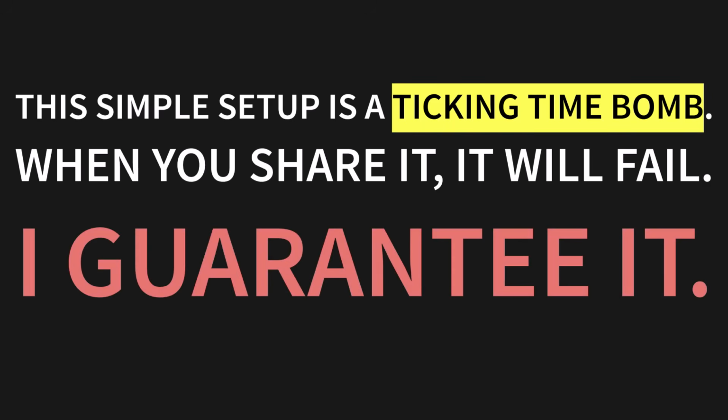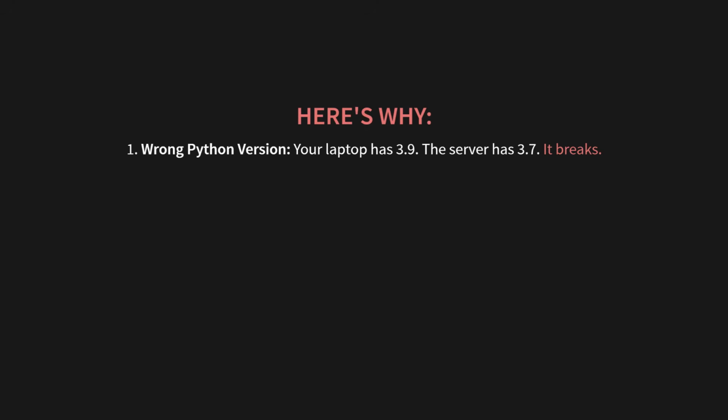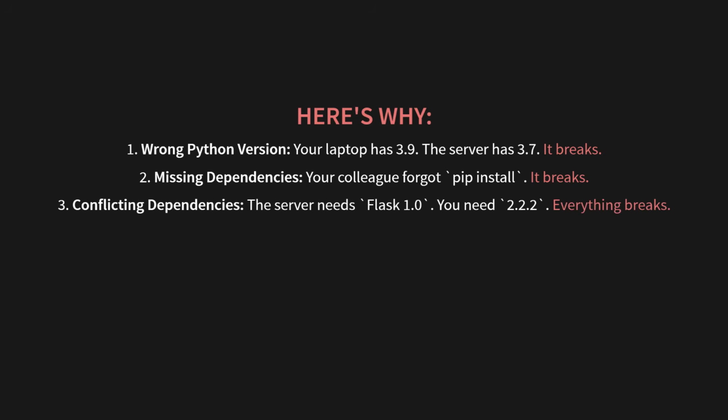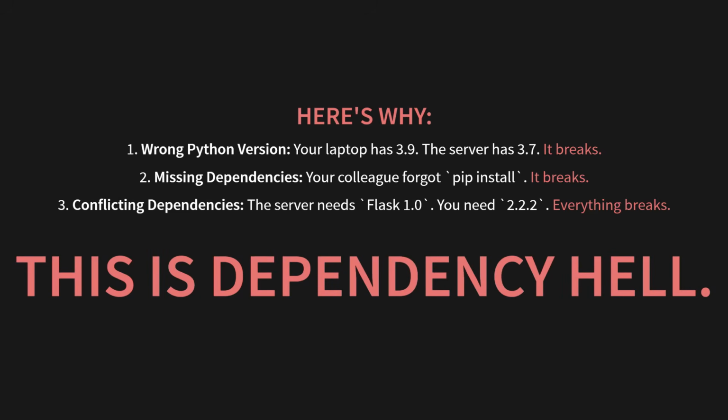First, wrong Python version. Your laptop has Python 3.9, but the server, it has 3.7. Your app breaks. Second, missing dependencies. Your colleague pulls your code but completely forgets to run pip install. Your app breaks. And the worst one, conflicting dependencies. The server already has another app that needs Flask version 1.0, but you need version 2.2.2. Now, everything breaks. This, my friends, is dependency hell.